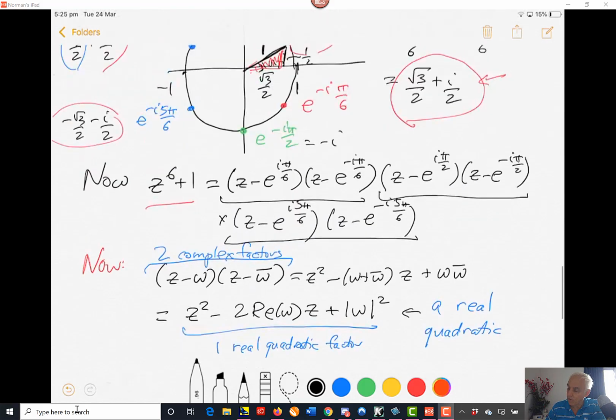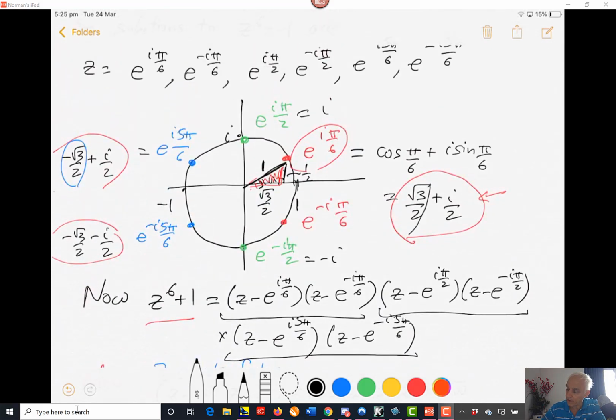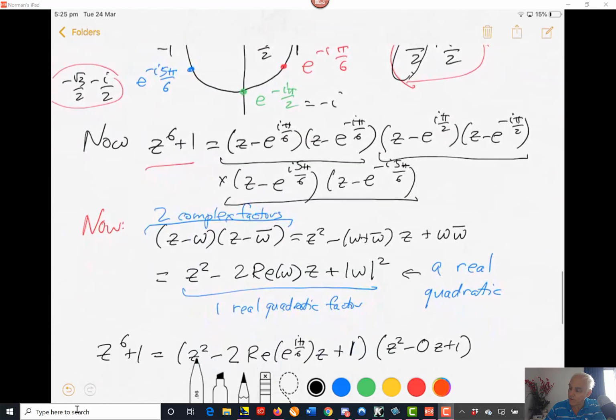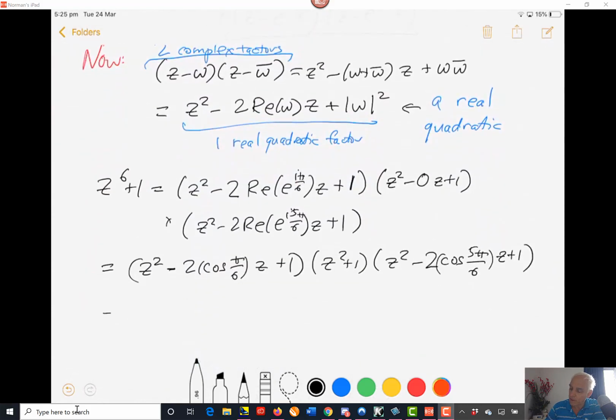What are these values of cosine? Well, right here, there's the cosine of pi by 6. And here is the cosine of 5 pi on 6. So we could, if we wanted to, write this factorization as z squared minus just a simple root 3 times z plus 1, because the cosine is root 3 on 2. And then I might bring this other one beside it. Z squared, the cosine in this case is negative, so it's going to be plus root 3 times z plus 1, and a factor of z squared plus 1.